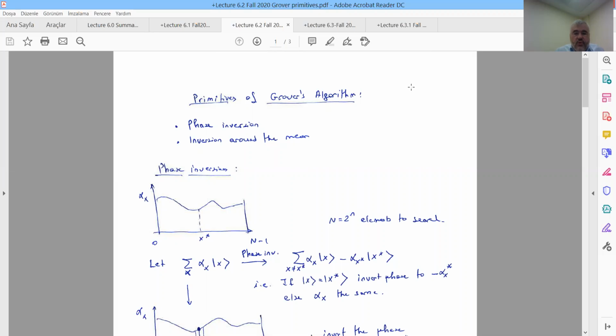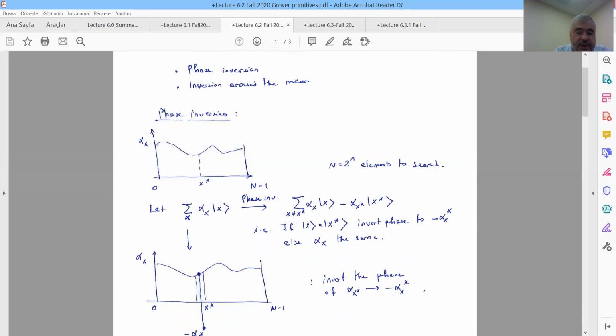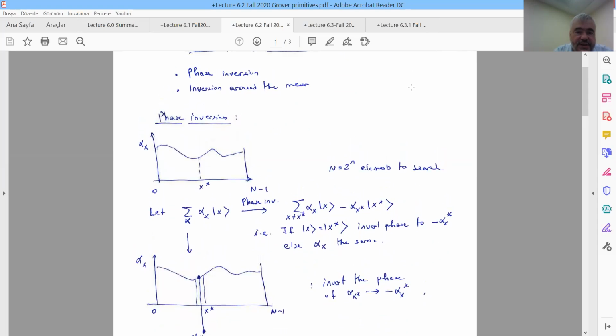We are going to use two simpler constructs, or primitives, in Grover's algorithm when we implement it as a quantum circuit. One of them is the phase inversion primitive, and the second one is the inversion around the mean primitive. They will constitute the two major components of the algorithm.